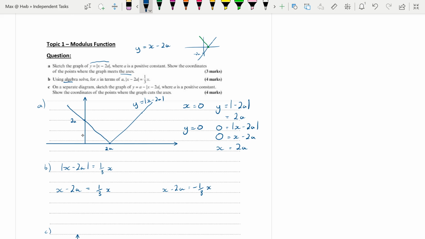So I'm going to take my x's to one side, and my algebra to the other. If I take this x over, I get 2/3 of x is 2a. And if I solve that for x, I will get 3a. If I do the same for this side, I'm going to add a third, so I get 4/3 x is 2a. And again, I'm going to rearrange to solve that.